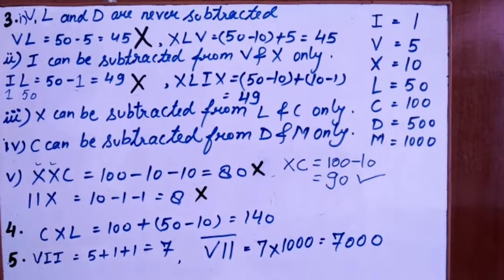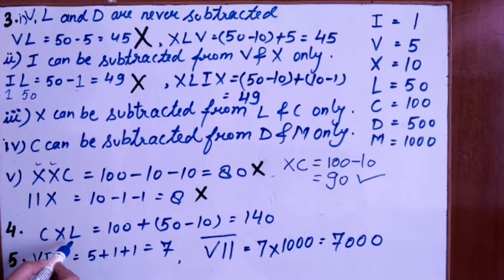Rule number 4. If a smaller numeral is placed between 2 greater numerals, then it is always subtracted from the larger numeral to the right of it. I repeat, if a smaller numeral is placed between 2 greater numerals, then it is always subtracted from the larger numeral to the right of it. Let us see an example.